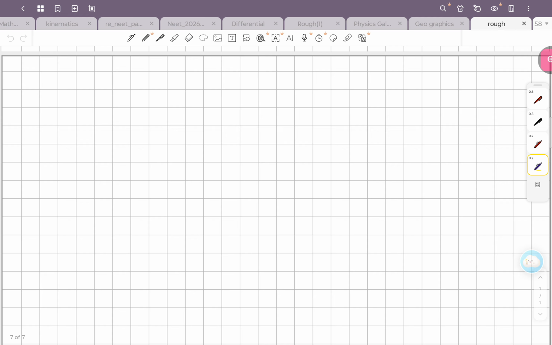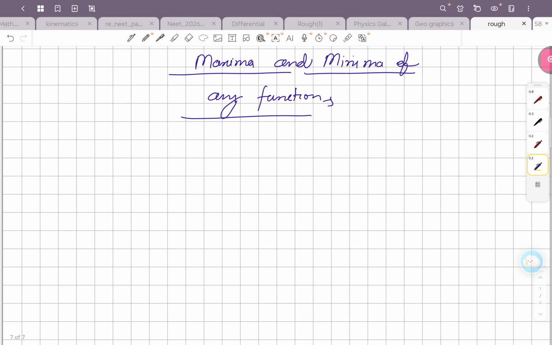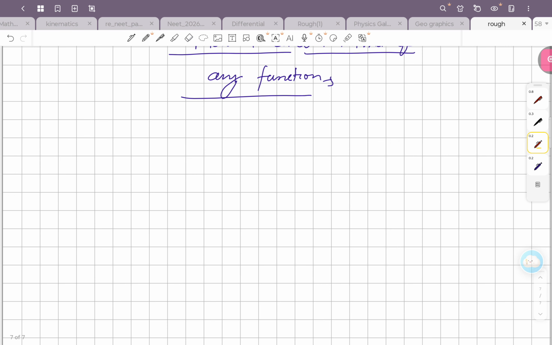Now one more thing: how can you find the maxima and minima of any function? Why is it important? Listen everyone, suppose you have any function. Suppose this is a function curve. How can you find the maxima and minima?